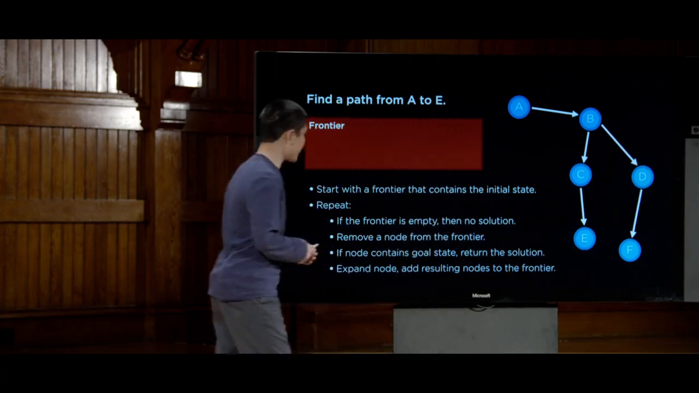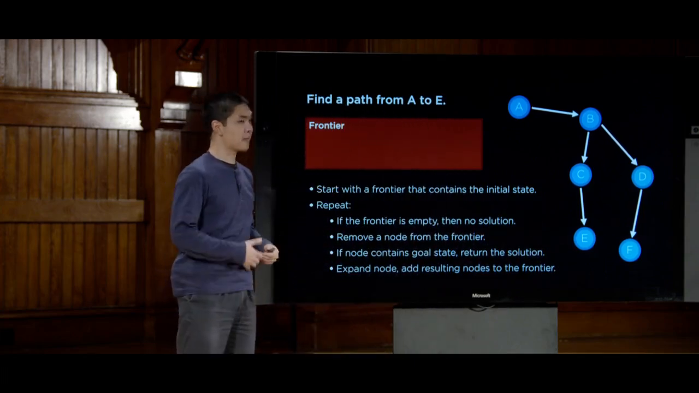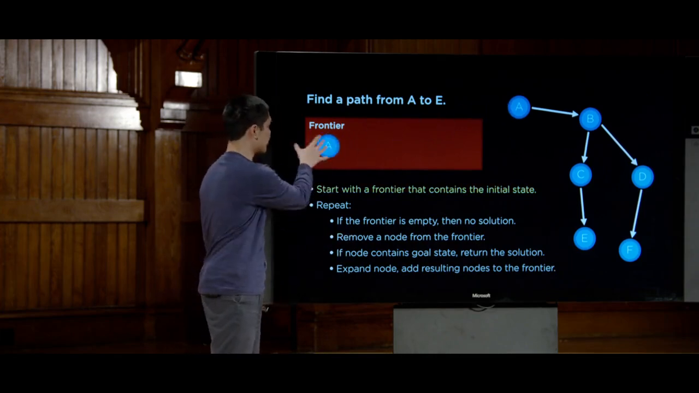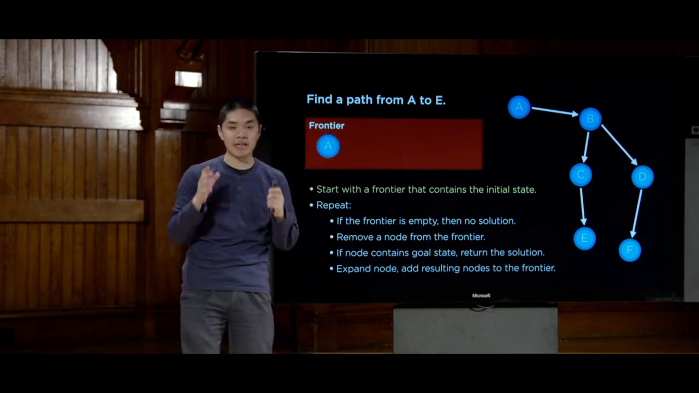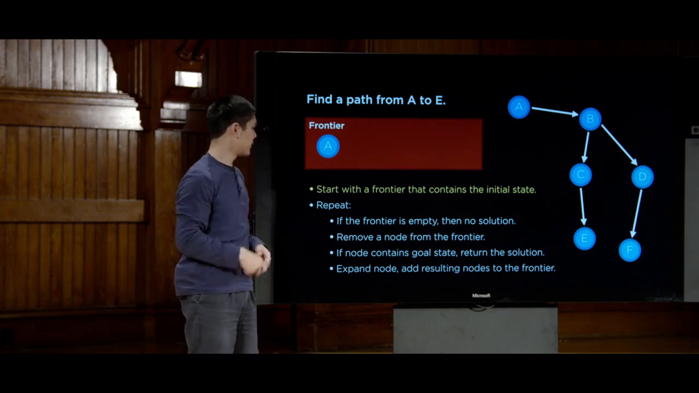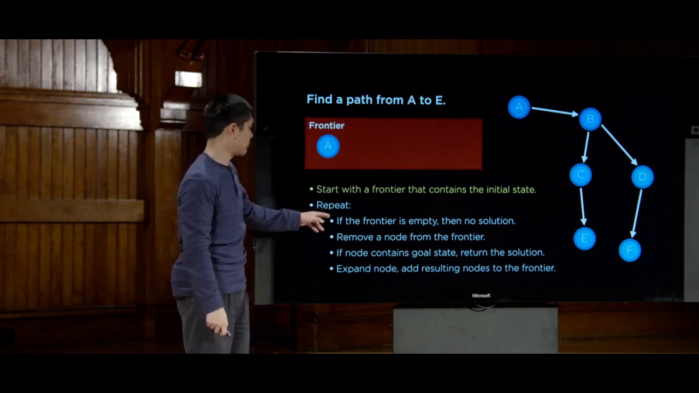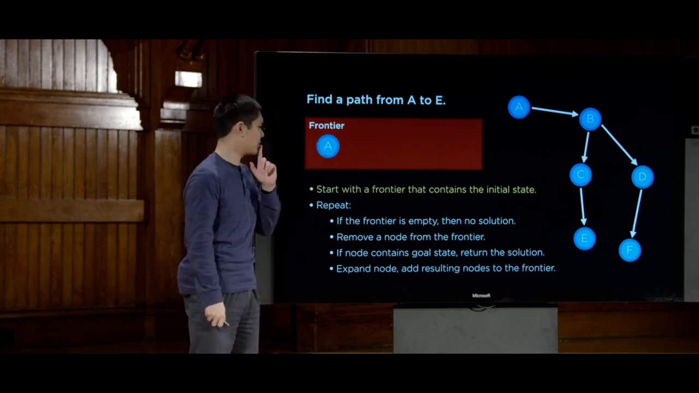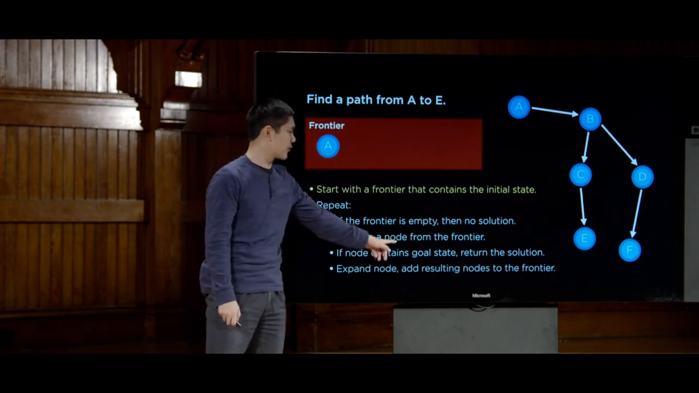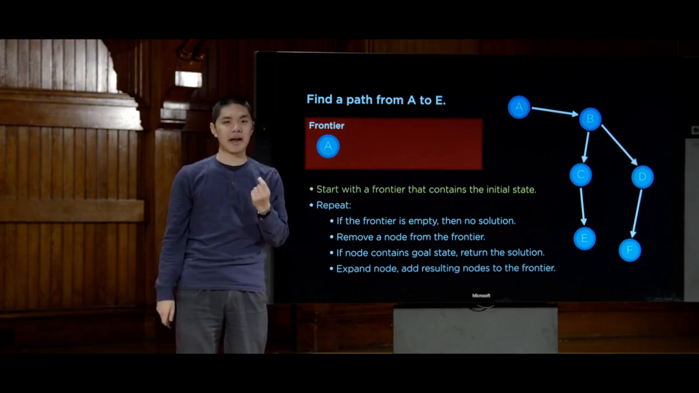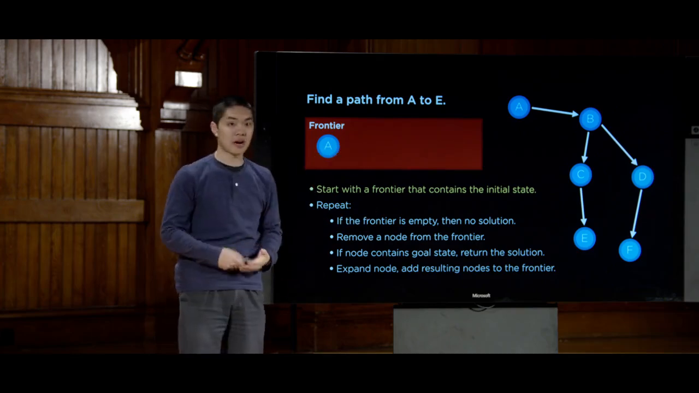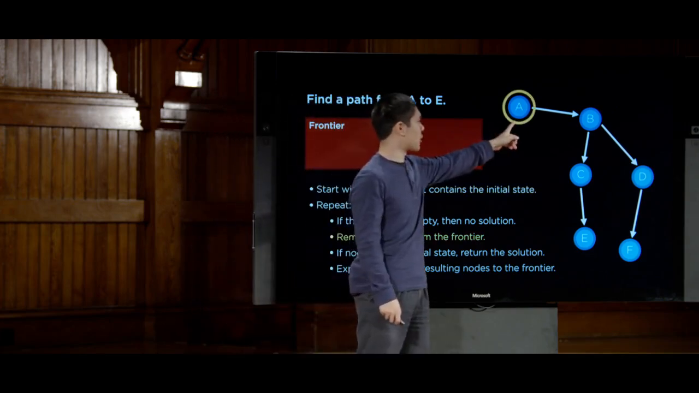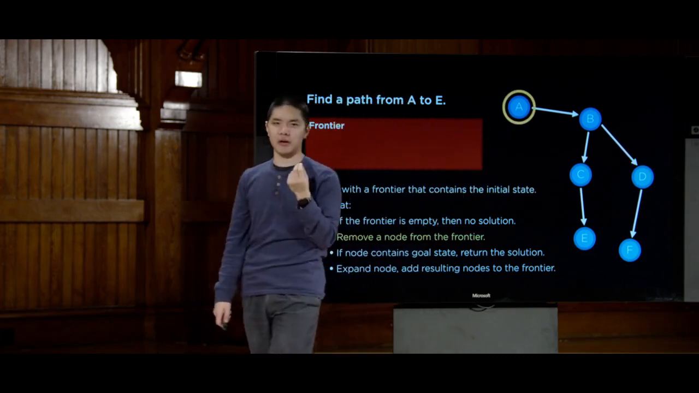So how are we going to do that? Well, we're going to start with a frontier that contains the initial state. This is going to represent our frontier. So our frontier initially will just contain A, that initial state where we're going to begin. And now we'll repeat this process. If the frontier is empty, no solution. That's not a problem, because the frontier is not empty. So we'll remove a node from the frontier as the one to consider next. There's only one node in the frontier, so we'll go ahead and remove it from the frontier. But now A, this initial node, is the node we're currently considering.